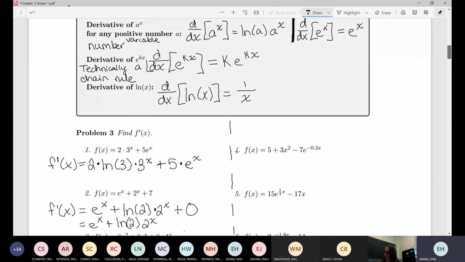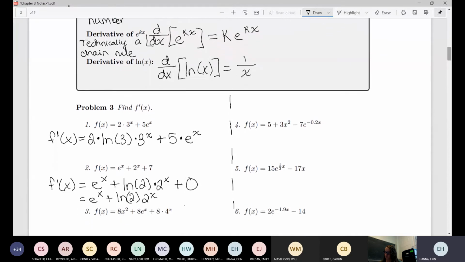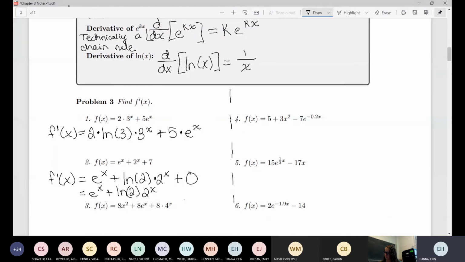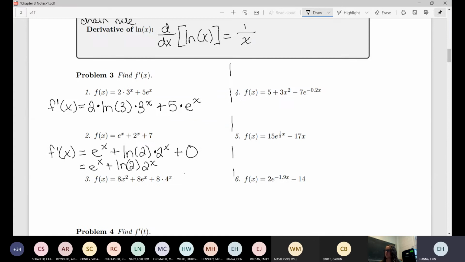Now, unfortunately, I have to scroll down past these rules to get to the next one. But hopefully you have them on some paper in front of you so you can look back at them. So number 3, let me bring this down.